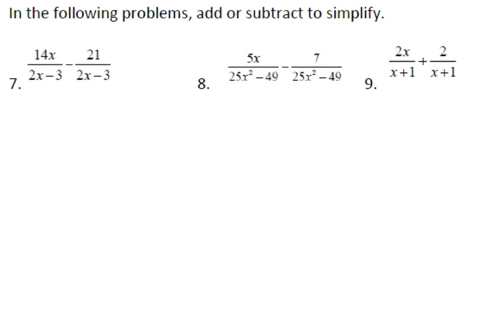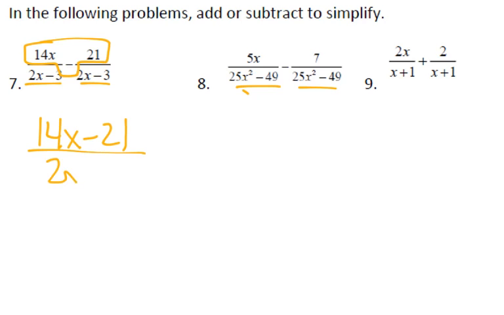Alright, now let's take a look at adding and subtracting. Okay, these ones are the ones that we don't like as much because it's all about getting that common denominator. Not as easy as dealing with the other ones. So, we get 14x minus 21 because we've already got common denominators over 2x minus 3. Now we've got to see if we can simplify. I can pull a 7 out of each of those, right? So we get 7 times 2x minus 3.